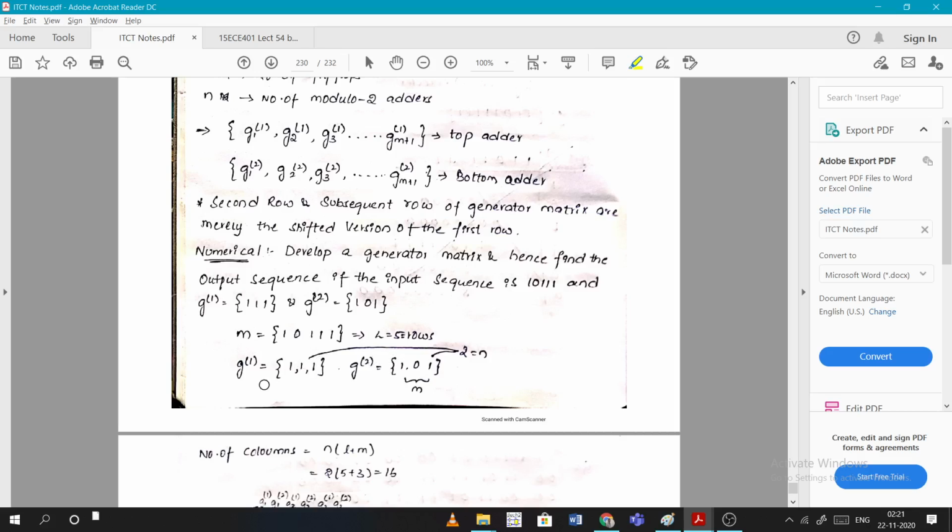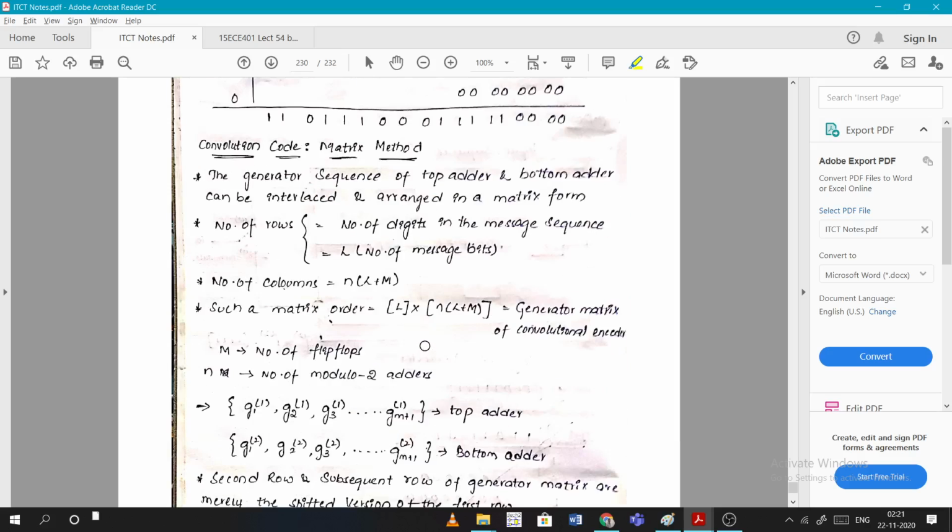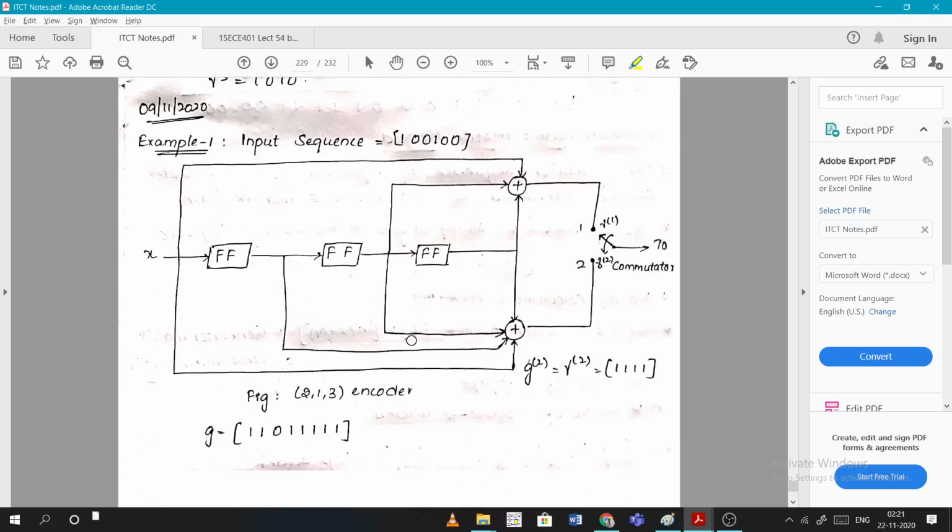So basically there are 2 G's, right? That means N is equal to 2. And that means there are 2 modulo-2 operators, two modulo-2 adders. That's why we got two outputs. If there are three, we'll get three outputs, like that.